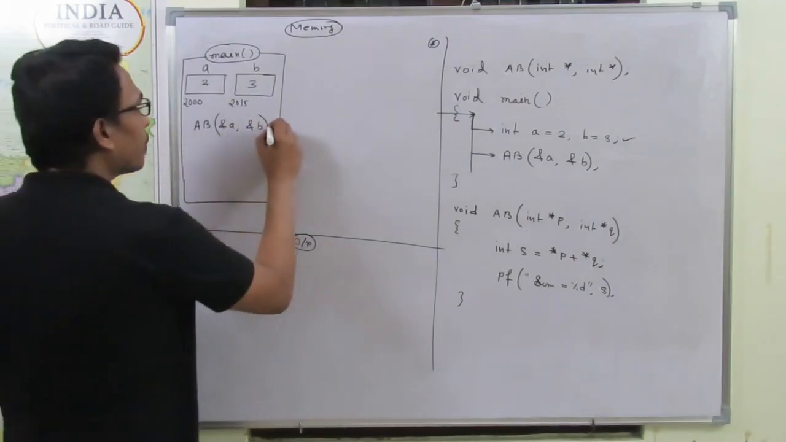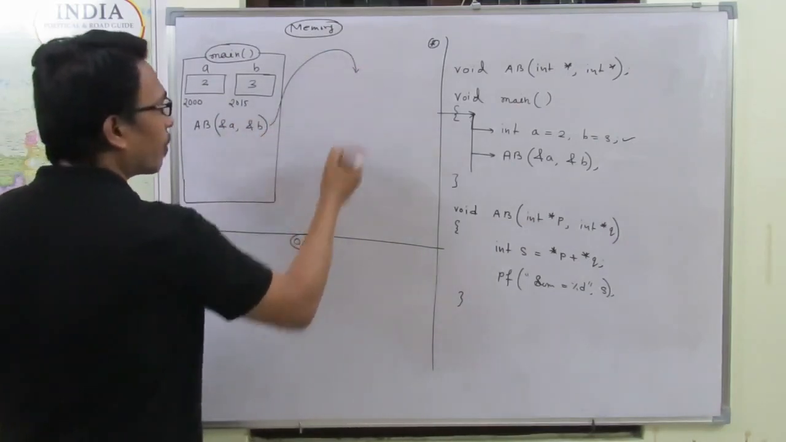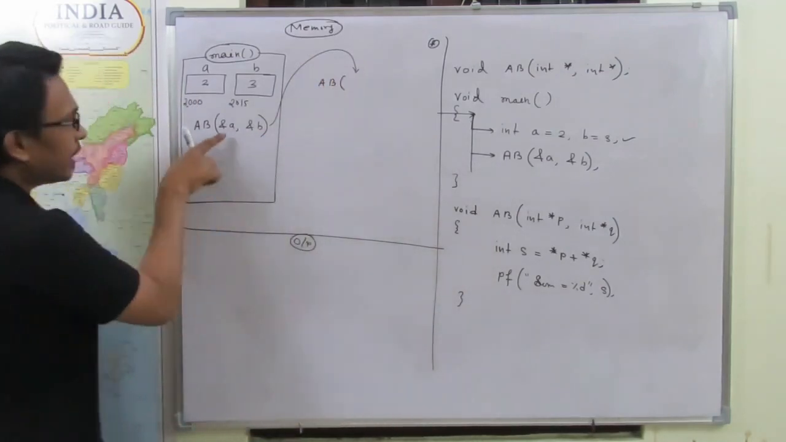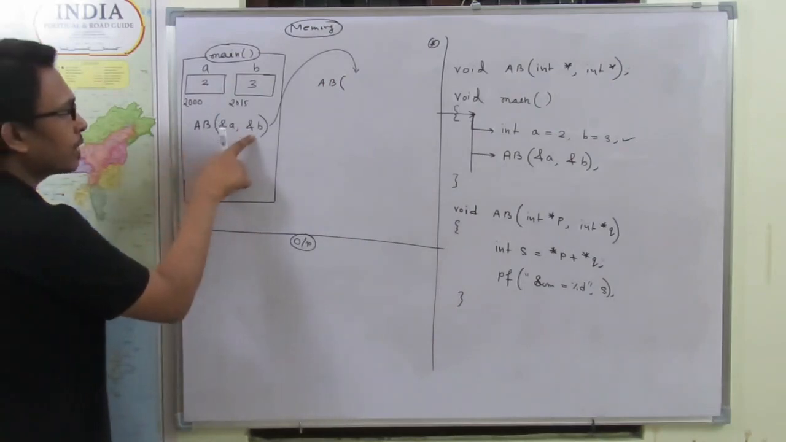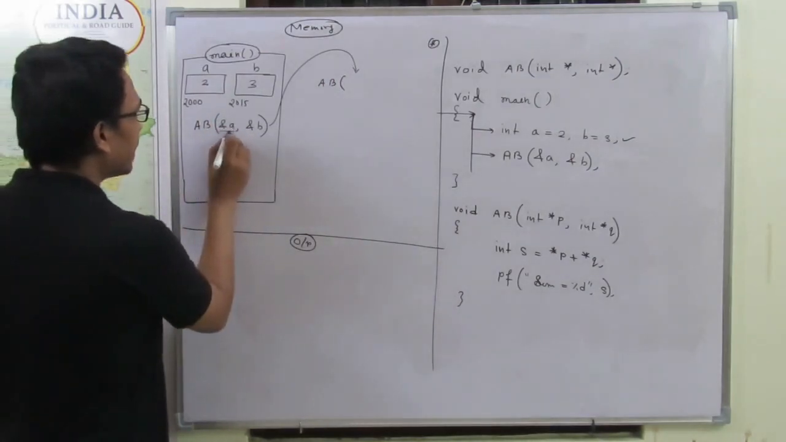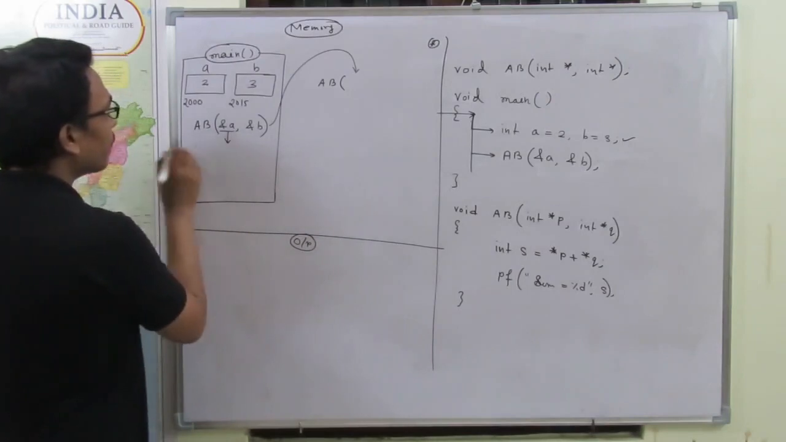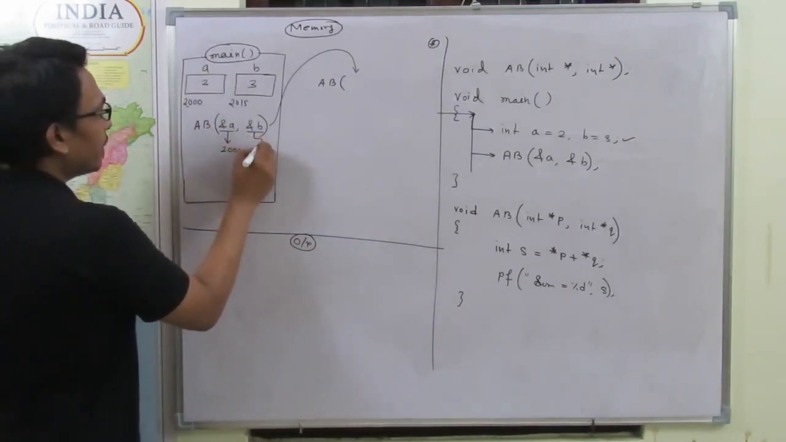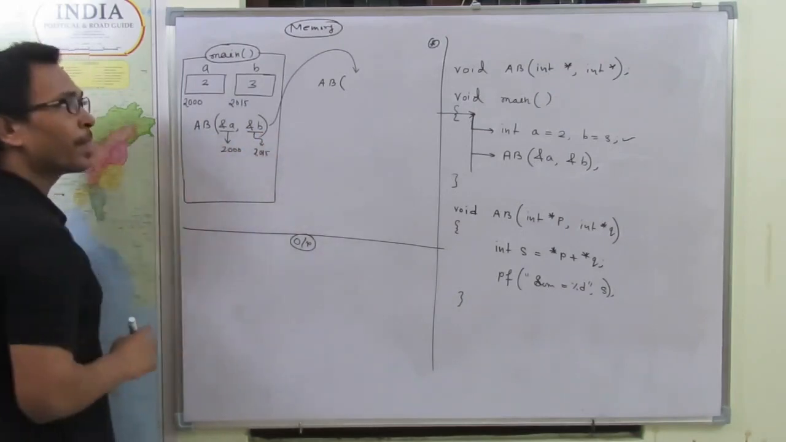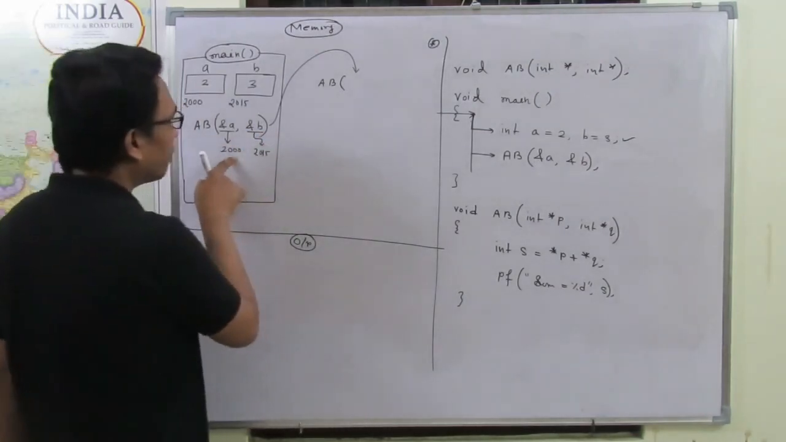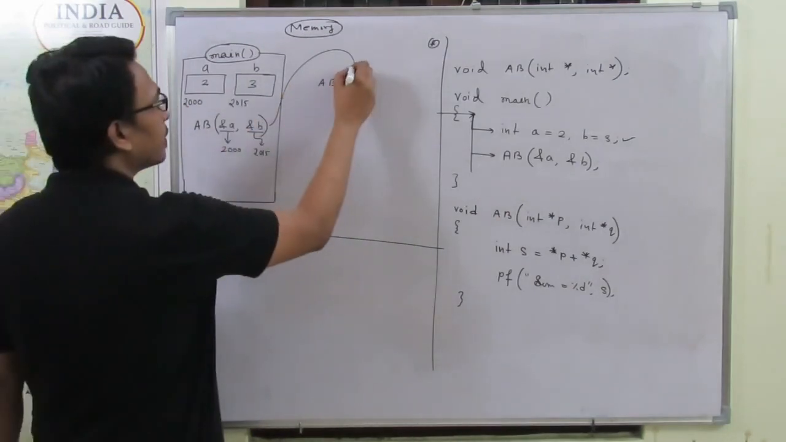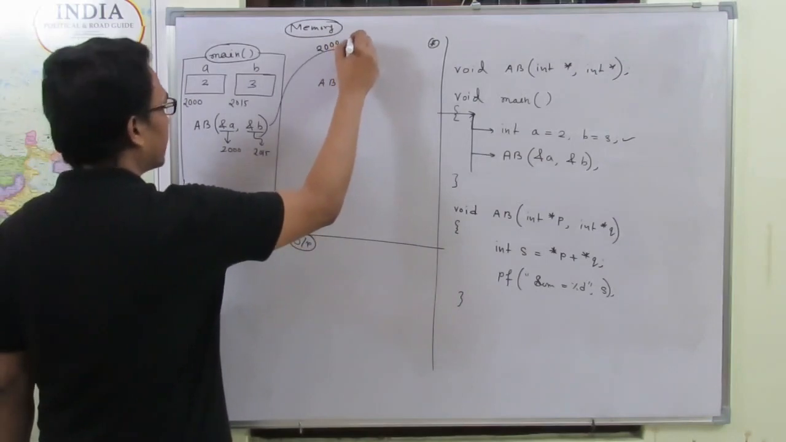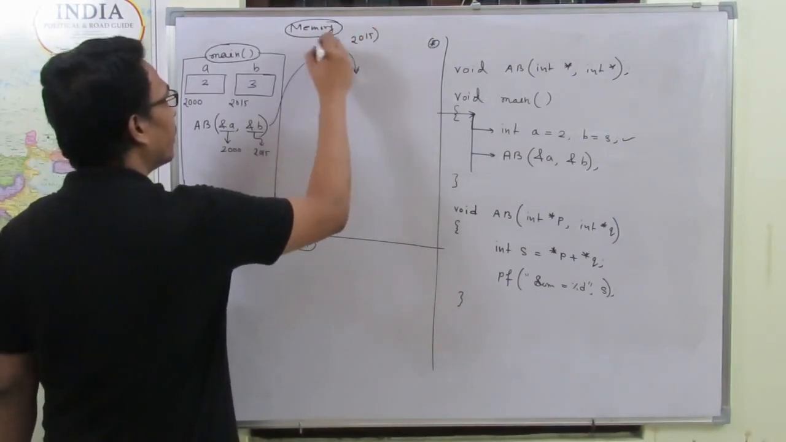Now when control jumps to the calling function, that is here ab, at that time it passes two arguments. First one is the address of a. Now what is the address of a? Address of a is 2000. Address of b is 2015. Clear? Now these two addresses are passed as arguments. That means the first argument is 2000 and the second argument is 2015.